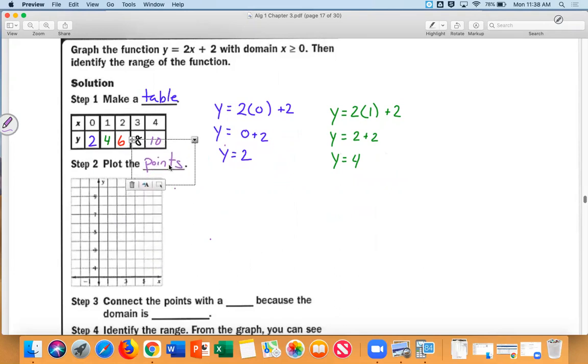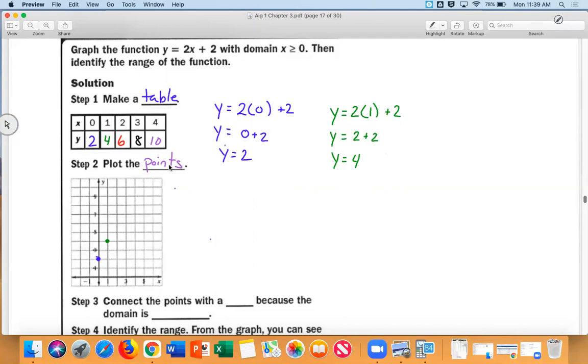All right, ready? So to plot these points, for the blue point, I'm simply going to do (0, 2). So 0 is left or right, nowhere, and up 2. Do you get that? Then for the green point, I go to the right 1 and up 4.